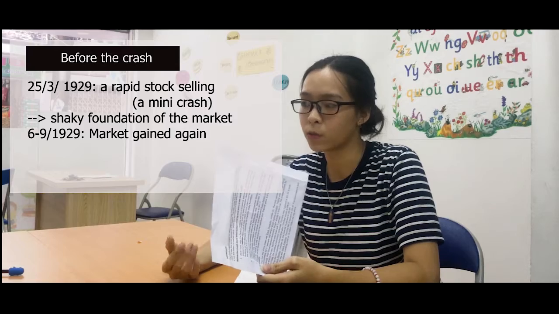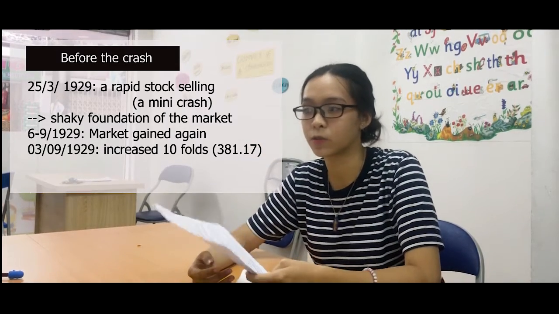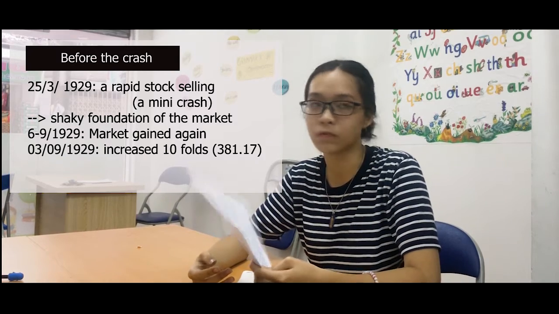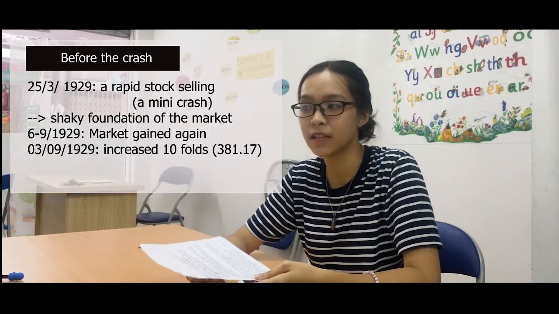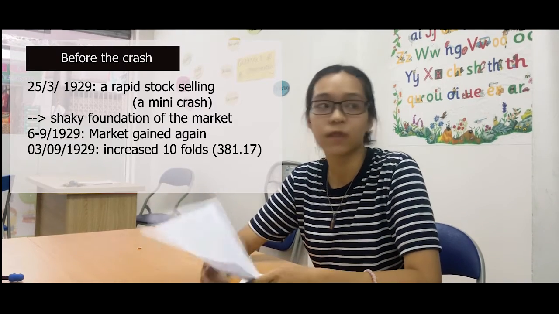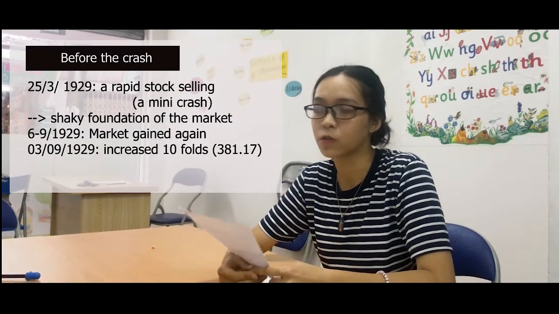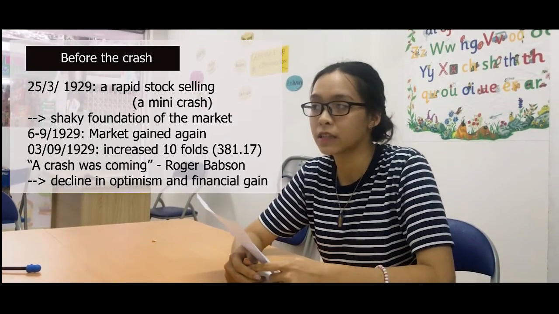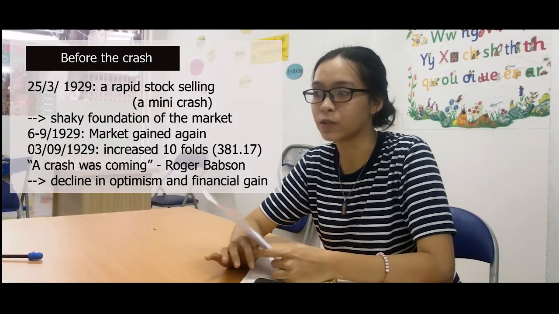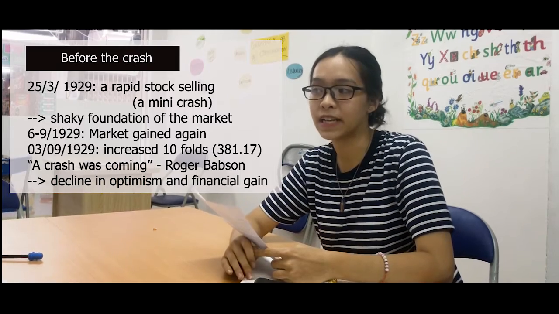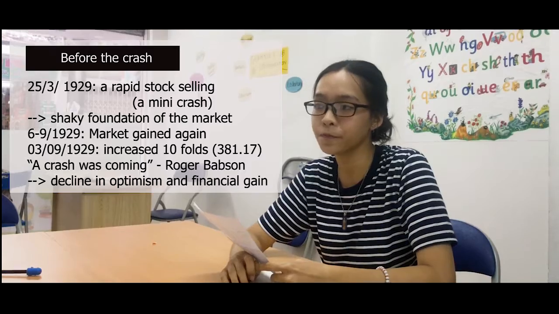On September 3rd, 1929, the Dow Jones Industrial Average had increased in value about 10 times, peaking at 381.17. However, in contrast to the optimism in the market, the financial expert Roger Babson predicted a crash was coming, leading to the decline in optimism and financial gains, and eventually it became the start of the Great Crash.